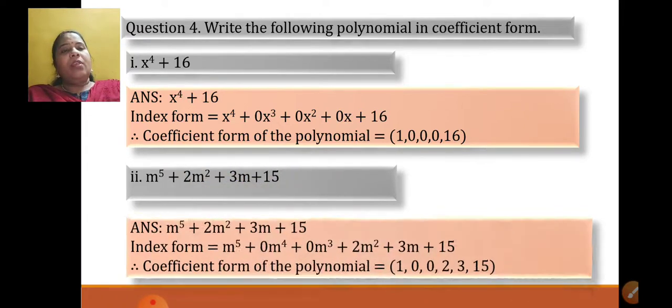Okay. So index form is m raised to 5 plus 0 m raised to 4 plus 0 m cube plus 2m square plus 3m plus 15. Now what? We will collect the coefficients. Nothing is there means 1, 0, 0, 2, 3 and 15. Correct? 1, 0, 0, 2, 3 and 15. I hope you have understood this. This is nothing but the coefficient form of the polynomial.